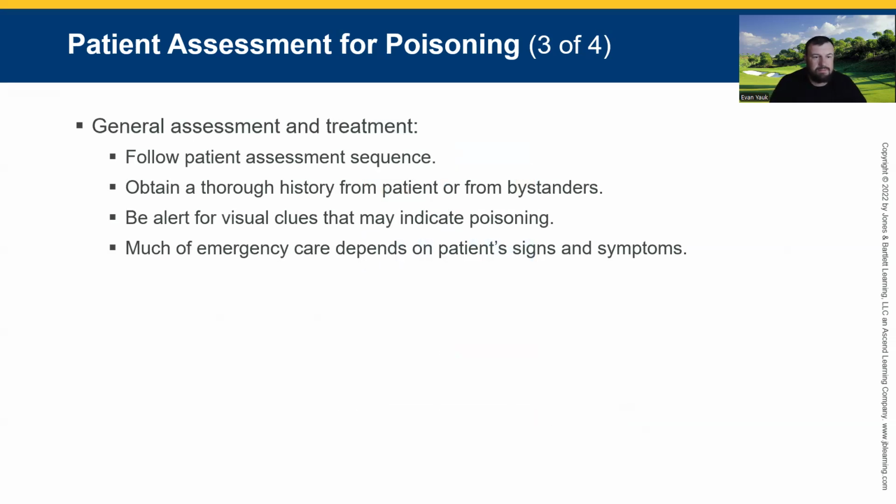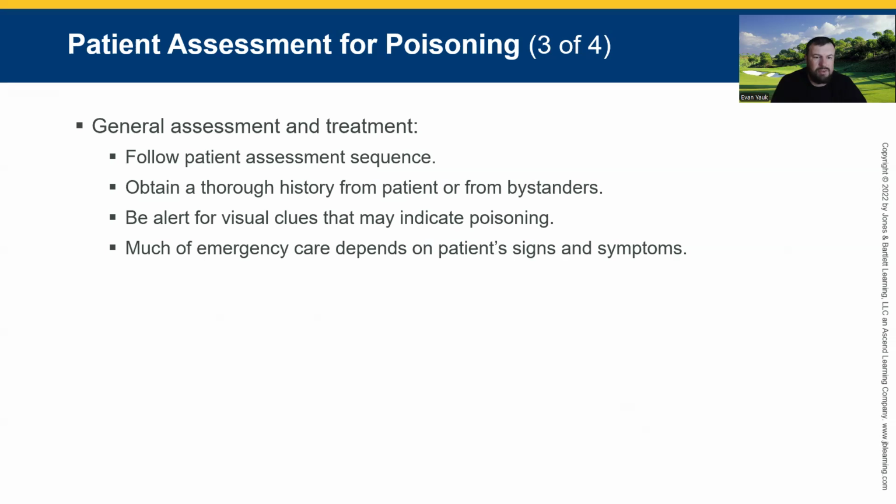General assessment. So follow the patient assessment sequence, like we just talked about. Obtain a thorough history from the patient or bystanders. Let's find out, was this an accident? Are they known for using illegal drugs, or are they confused and they accidentally overtook their prescription drugs? Let's talk to the patient. If the patient's alert and oriented and we can get information, awesome. If not, let's use family, let's use bystanders, whoever we can.